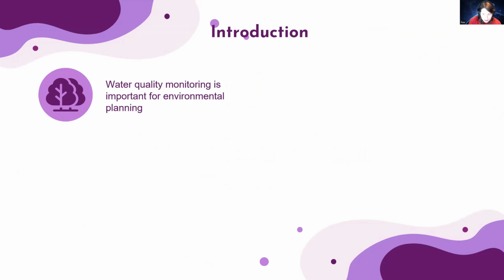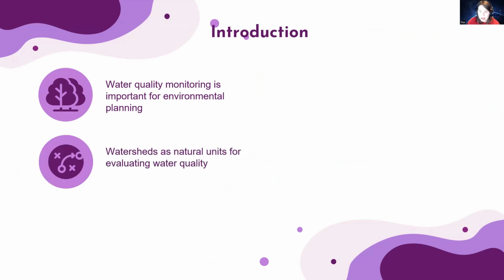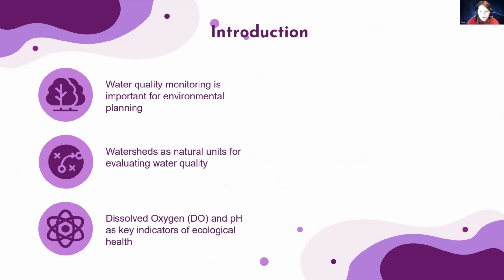Water quality monitoring plays a huge role in environmental planning, especially in states like New Jersey, where land use changes quickly and watersheds are closely connected. Because water flows through hydrologic systems rather than political boundaries, using watersheds as the unit of analysis gives us a clearer picture of how pollutants move. In this study, I used dissolved oxygen, or otherwise DO, and pH as key indicators.